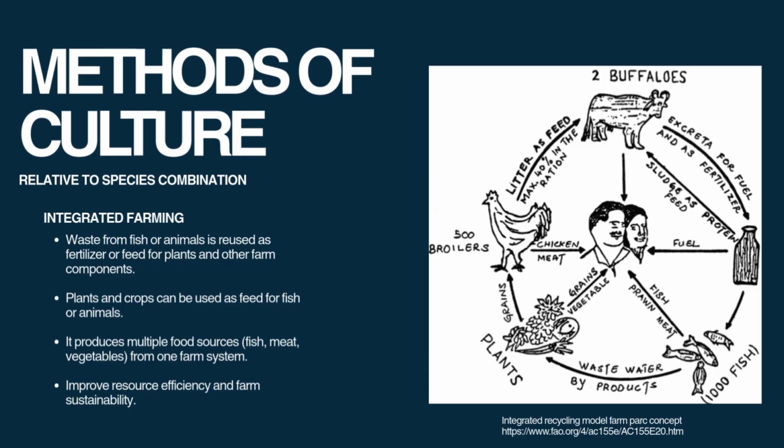And then the fish, we have here a 1,000 fish. It will use wastewater and byproducts from other farm parts, and then it will produce fish or prawn meat and provide food for people. Next is the plants. So the plants will use animal manure as a fertilizer, and then nutrient-rich water from fish ponds, this wastewater and byproducts, and the plants will then produce grains and vegetables, which will serve as a food for people and a feed for animal.